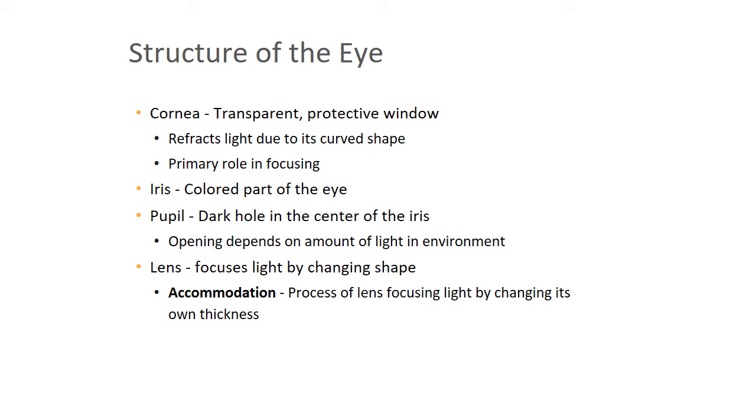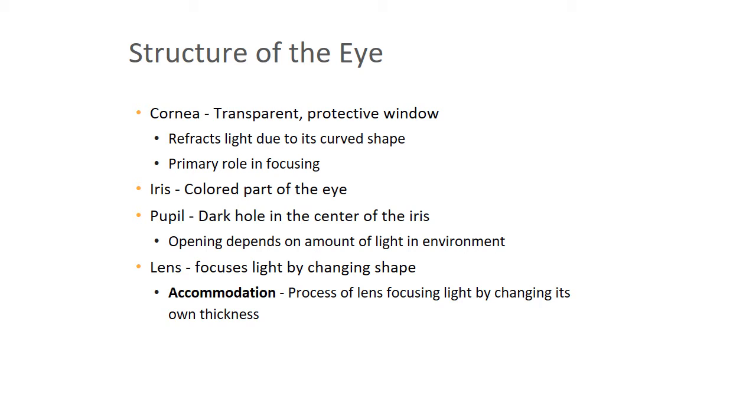Next, we're going to talk about the structures of the eye. We're going to start off just with a few definitions of some of the parts of the eye, starting with the cornea. The transparent protective window, it refracts or bends light due to its curved shape. It has a primary role of helping with focusing.